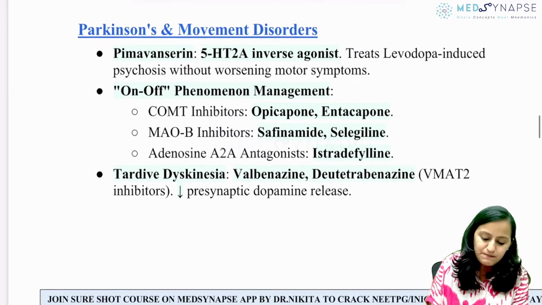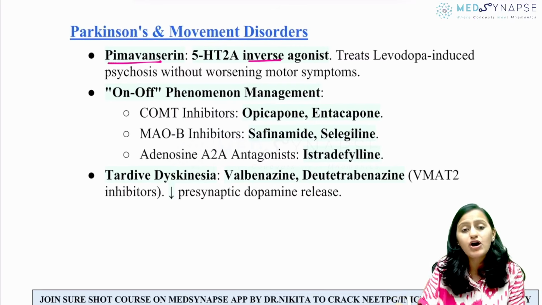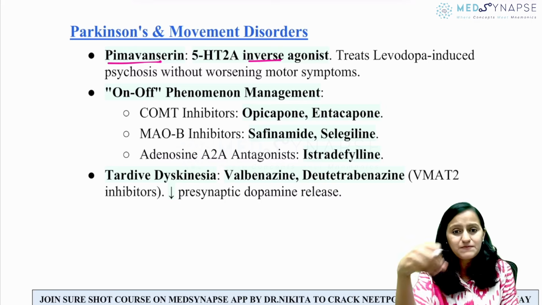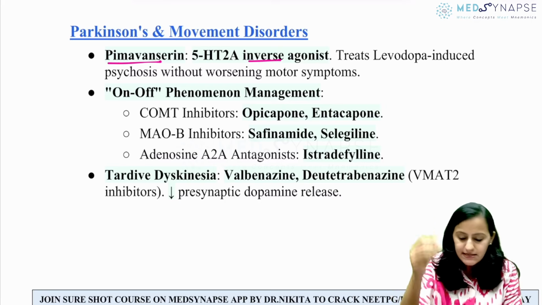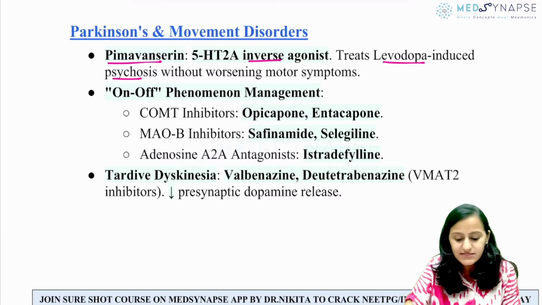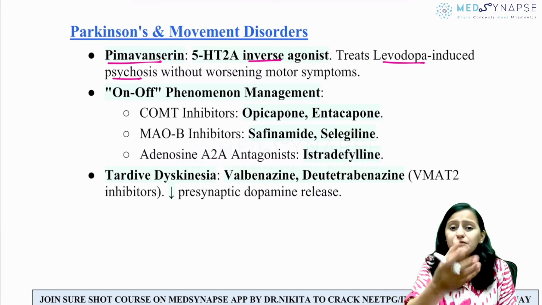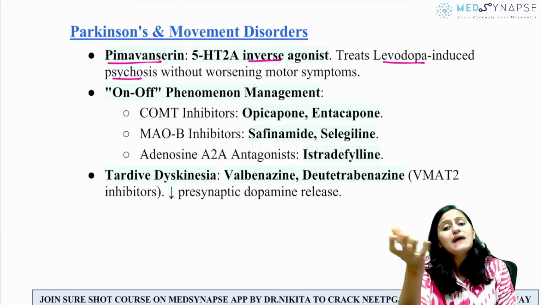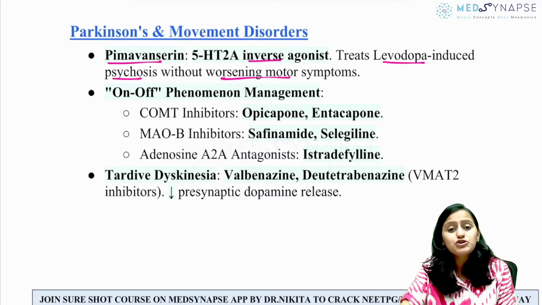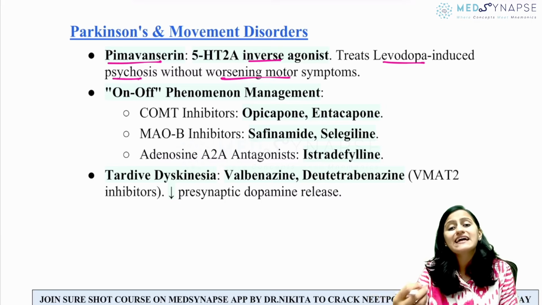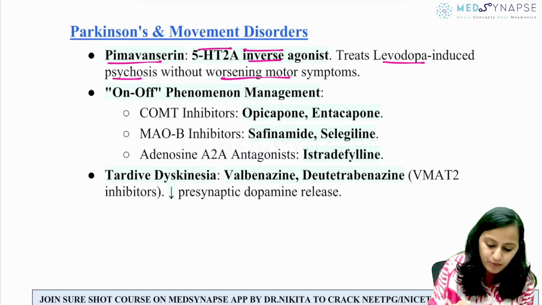Okay, going to the next one, Parkinson's and movement disorders. Pimavanserin is a 5-HT2A inverse agonist. So what happens in a Parkinson's patient taking levodopa: excess of dopamine leads to psychosis. So when there is levodopa-induced psychosis, you want an antipsychotic drug. But at the same time, antipsychotics can cause Parkinson-like symptoms, which you do not want. So when you do not want to worsen the motor symptoms, you will use a drug which is not acting as an anti-D2 receptor, but this 5-HT2A inverse agonist, pimavanserin.